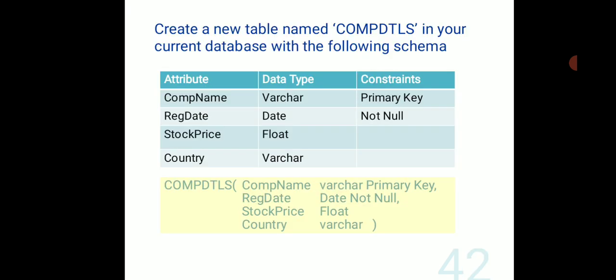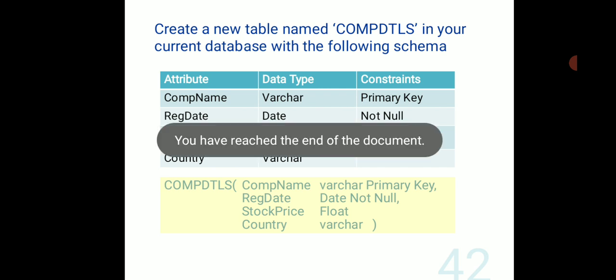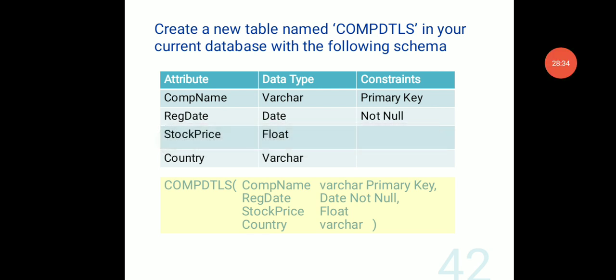Okay, so here we are creating a table named company details, right, in your current database with the following schema. First is attribute, second one is data type, third one is constraints. So attributes, we have company name, registered date, stock price, country. In data type we have varchar, date, float, varchar. Constraints are primary key, not null. So based on that they are giving a query.